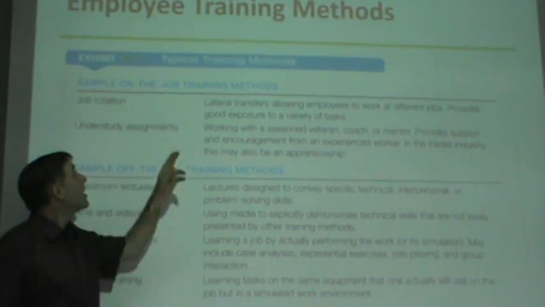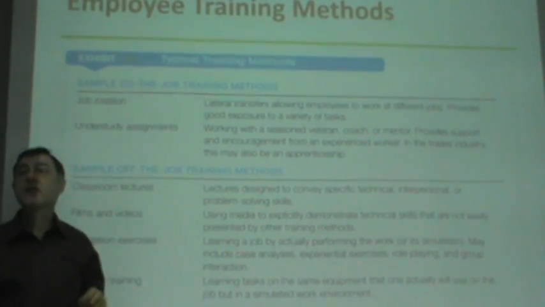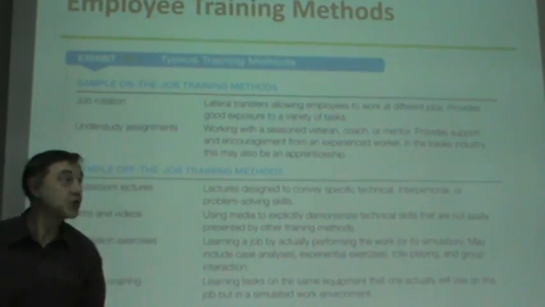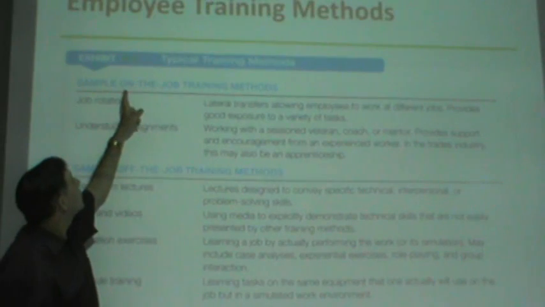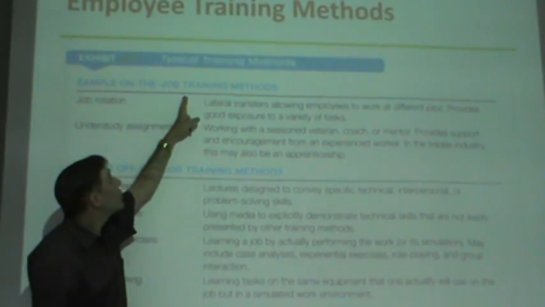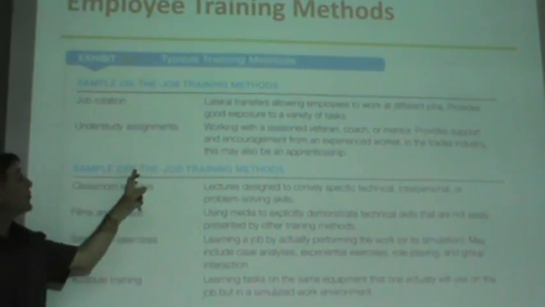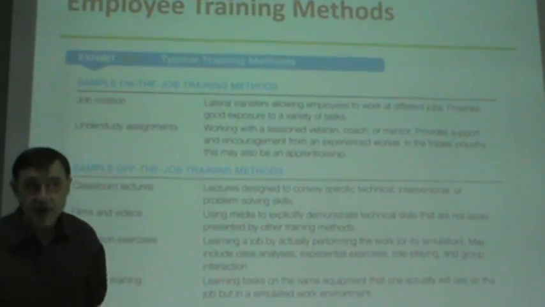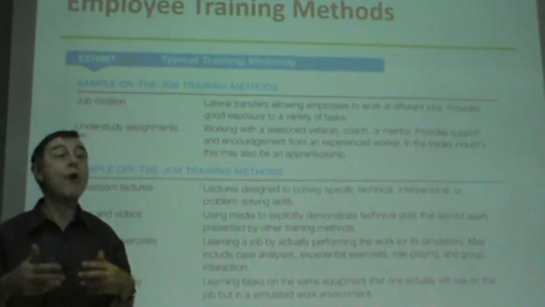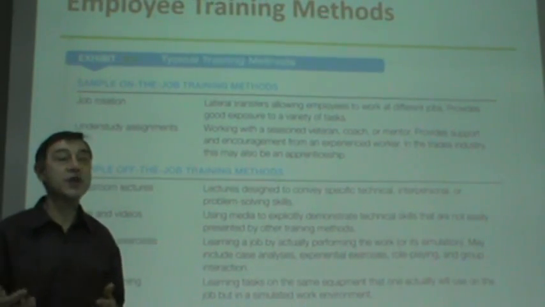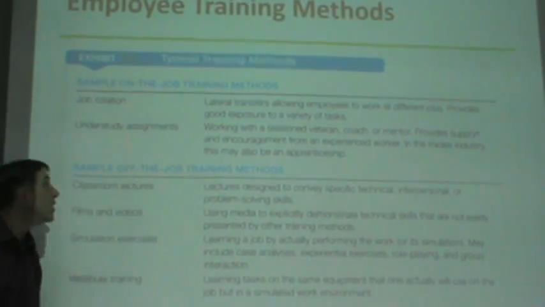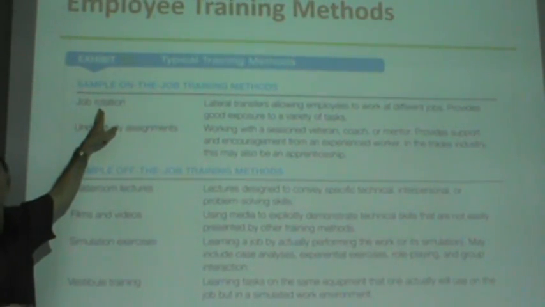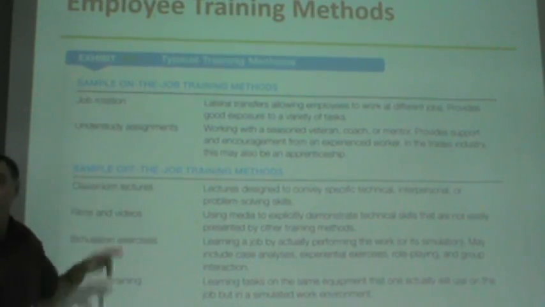It's called training. And training has 2 fundamental forms, or 2 ways we divide it. It's called on-the-job training and off-the-job training. On-the-job training means you do the training while you're working and doing the job. The example will be, and you should be doing this during your internship, job rotation.